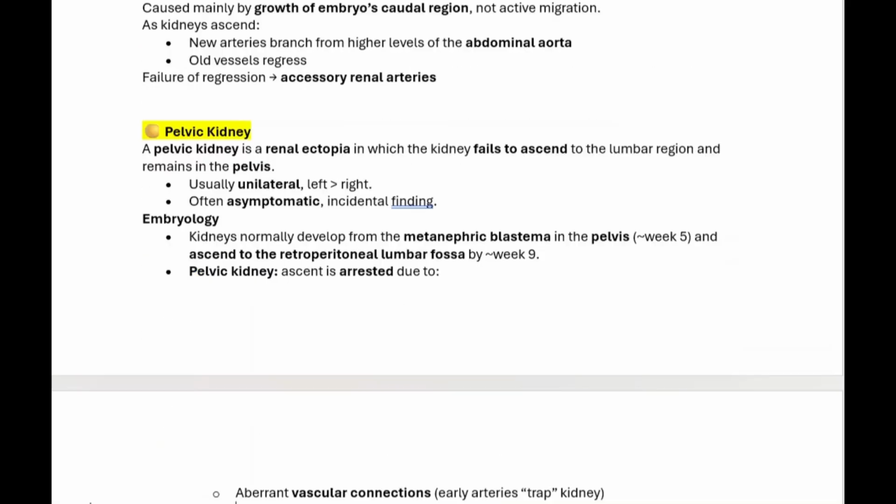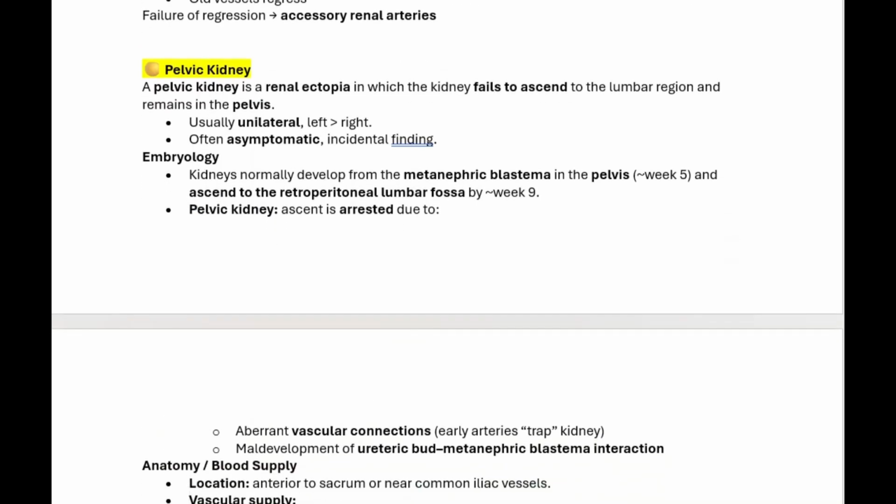So let's talk about pathology that could be associated with failure of kidney ascent. The first one is pelvic kidney. A pelvic kidney is a renal ectopia in which the kidney fails to ascend to the lumbar region, and that means the kidney is going to remain in the pelvis. This could be unilateral. And most of the time, patients are usually what? Asymptomatic, and it's usually incidental findings.